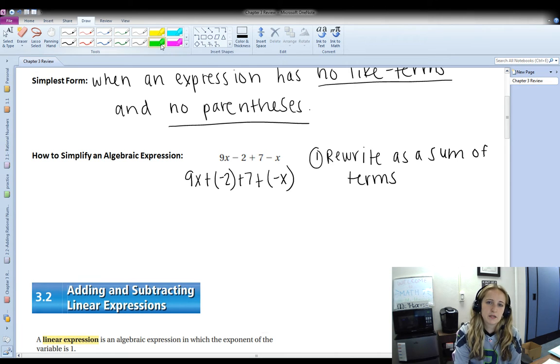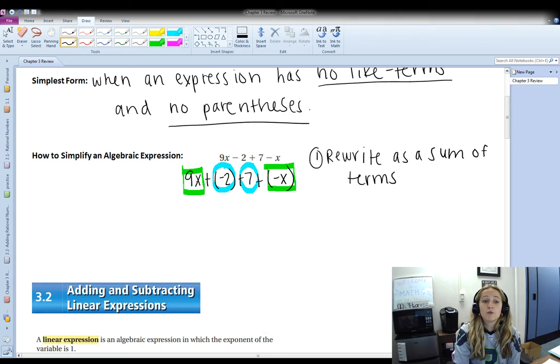The next thing that I'm going to want you to do, we've talked about this a lot in this chapter, is identify your like terms using shapes. So I'm going to put a square around 9x and negative x because those are like terms. They have the same variable and raised to the same exponent. But you're probably thinking, there's not an exponent there, Miss Hayes. Well, there isn't, but if a variable does not have an exponent, we can always assume it's to the power of 1. And then I'm going to put another shape around my constants, which remember, constants are numbers that don't have a variable attached to them.